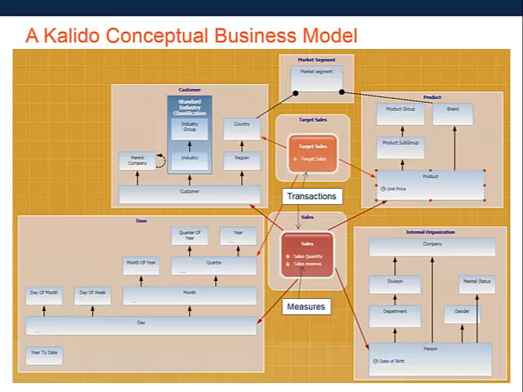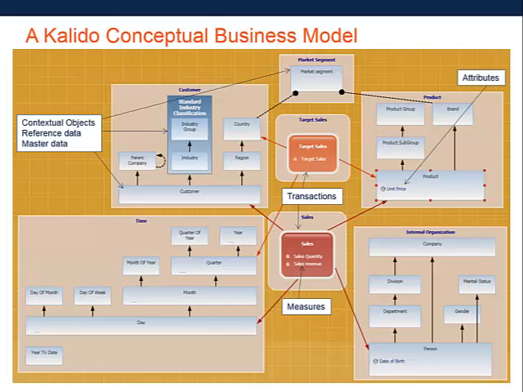So they're the measures. And then these things are the contextual objects, the reference data or master data that we're going to hold, which give our transactions some context. So those are all conceptual model things. But we have a few other things. The Kaleido business model also covers some of the things that a logical data model would achieve, such as attributes held within the model. In a general conceptual model, you don't normally have attributes, but we would put those in a Kaleido business model.